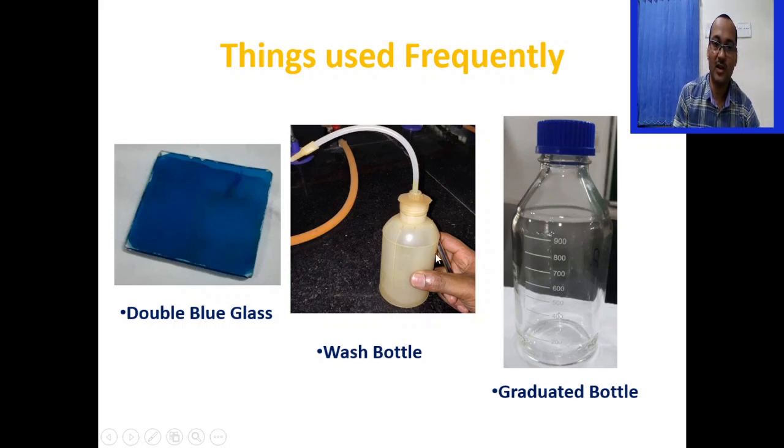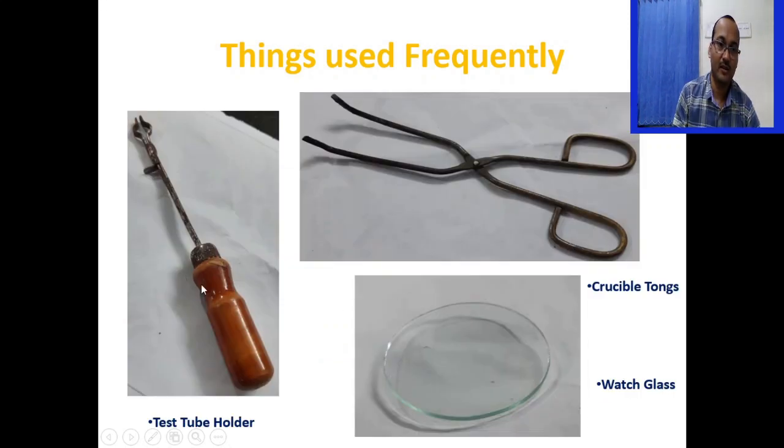Then this one is called a wash bottle. This is used to clean different glasswares and making up volumes. And this one is called a graduated bottle. You can see up to this level, it is 900 ml. This one is called a test tube holder. Here you can fix the test tube and hold it tightly so that you can use it while heating or mixing different things. And this one is known as crucible tongs. This is used to hold the hot items. This one is known as a watch glass.